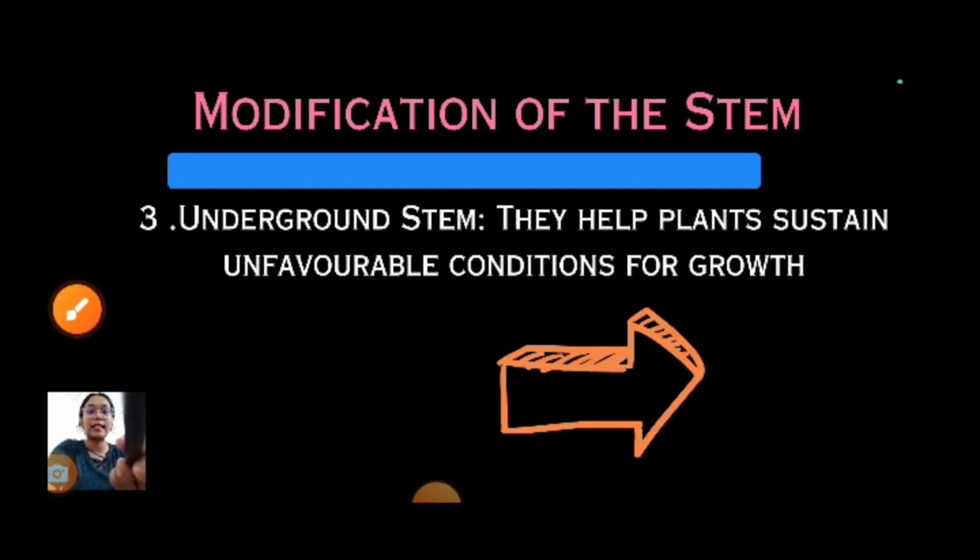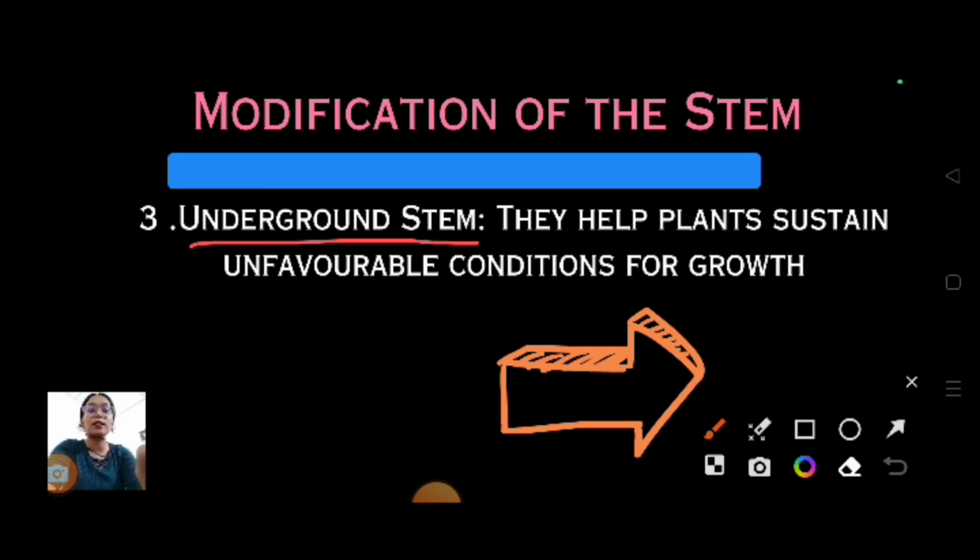Then moving on to the next slide, let's see some underground stems. Underground stems are of four different types. In the next slide, we'll discuss the four types of underground stem. They help plants sustain unfavorable conditions for growth. So suppose the environment is of unfavorable condition. When the stem is underground, it is highly protected from that unfavorable environmental condition. For their favorable growth, they are underground stems. So four modifications we'll see now.